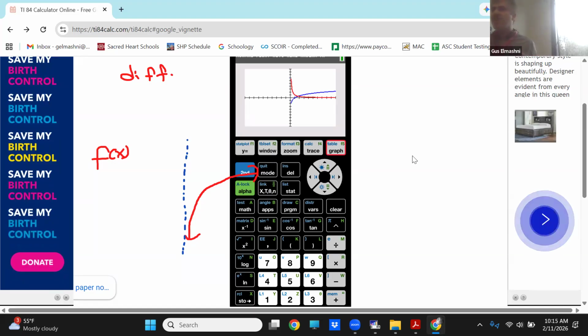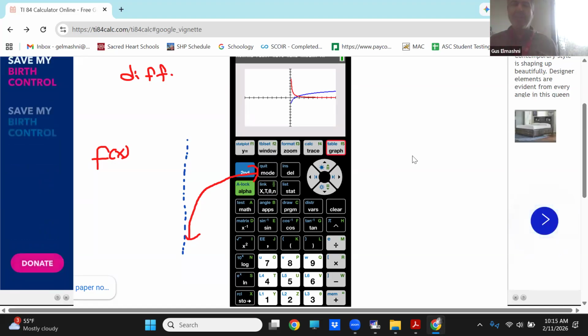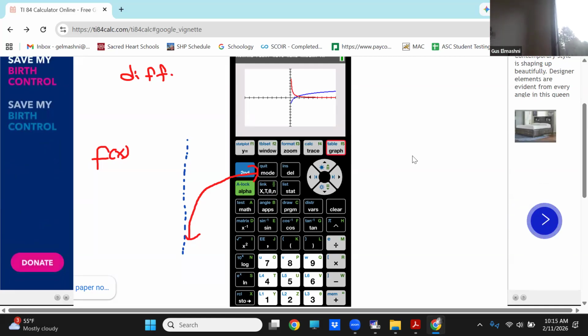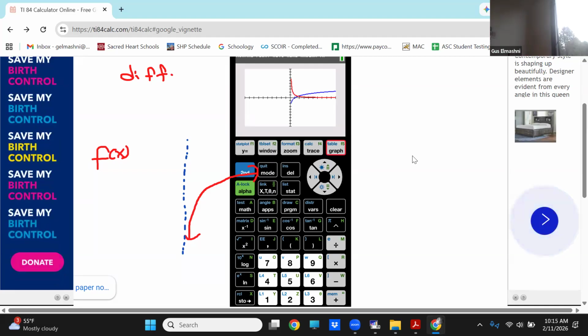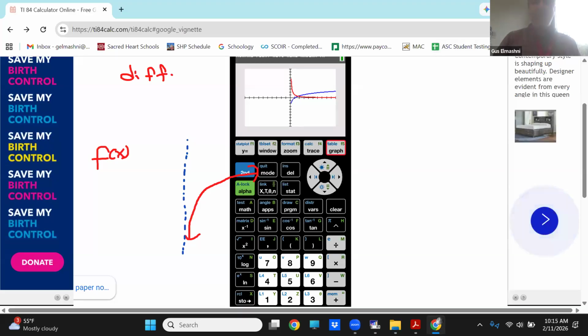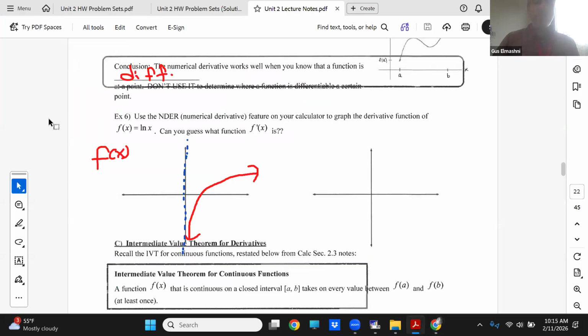Because this is on a calculator, it comes out nice and clean. You see the blue curve is the natural log graph. The red curve, what does the red curve look like to you? 1 over x. It looks like 1 over x, exactly. That is actually the derivative of ln x. So it's going to be 1 over x when x is greater than 0, with a restricted domain.